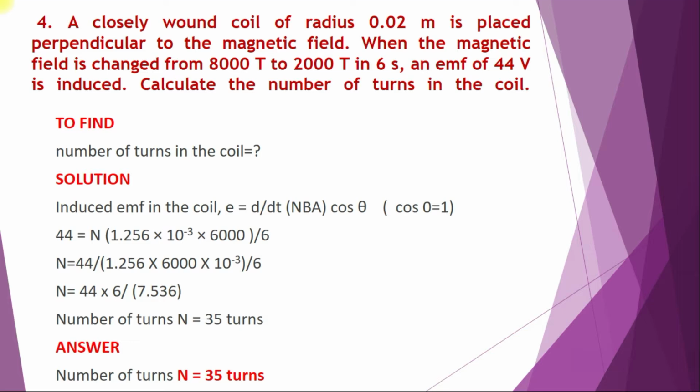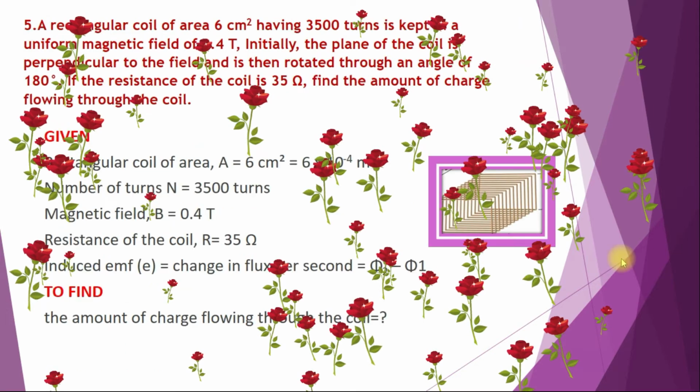So having n on one side, taking all the numbers to the other side, we will get the equation as 44 divided by 1.256 into 6000 into 10 power minus 3 divided by 6. So the equation becomes n is equal to 44 into 6 divided by 7.536. So the number of turns is 35 turns. So the answer is the number of turns in the coil n is equal to 35 turns.